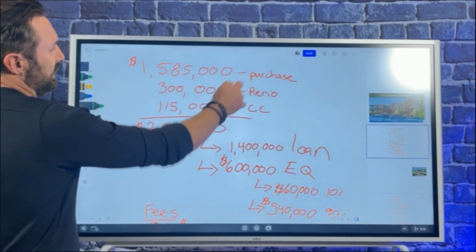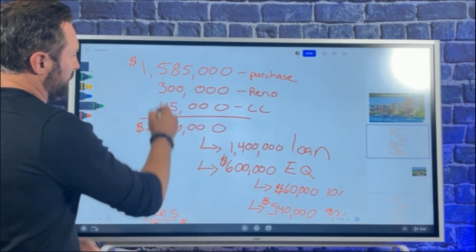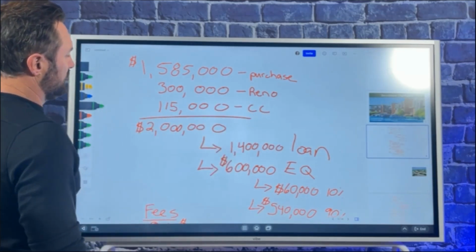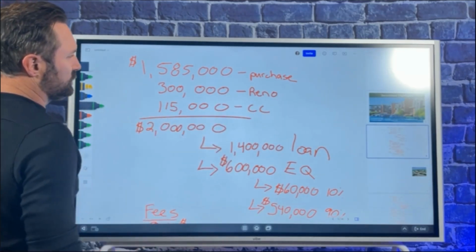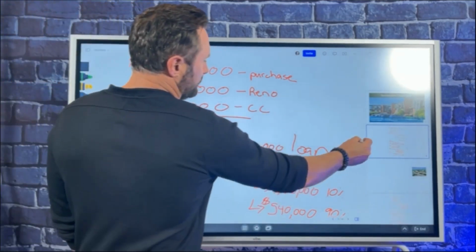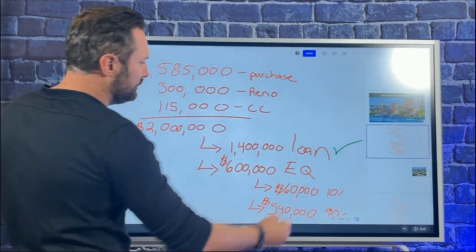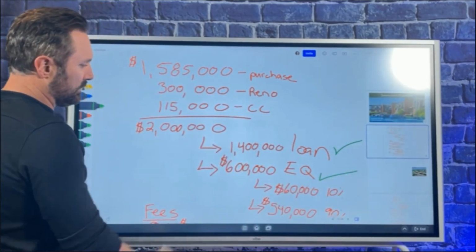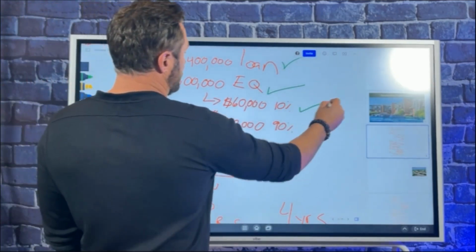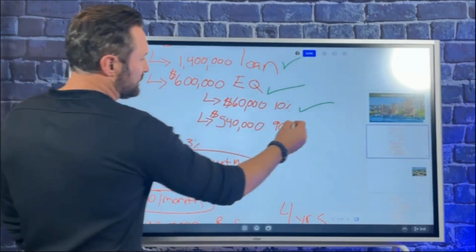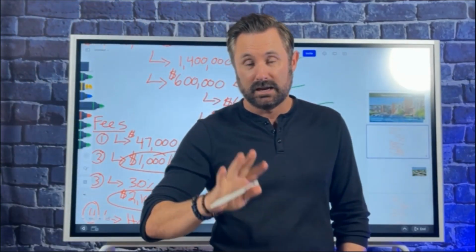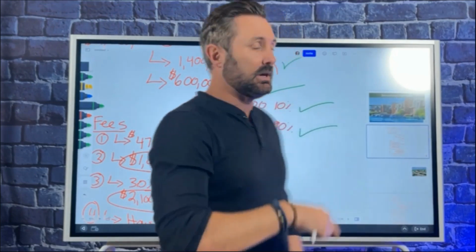Okay. Bought it for $1,585,000. Put $300,000 in renovation money into it. We had $115,000 in closing costs. So for round numbers, let's just call it $2 million total in the deal. Got a $1.4 million loan, $600,000 in equity. Now you may be saying, okay, well, that's a lot of money. I get it. We brought in 10%, 60 grand. We raised 540 from our investors, friends, and family. We're going to get into capital in just a minute, how you raise the money. But this is how it went down.